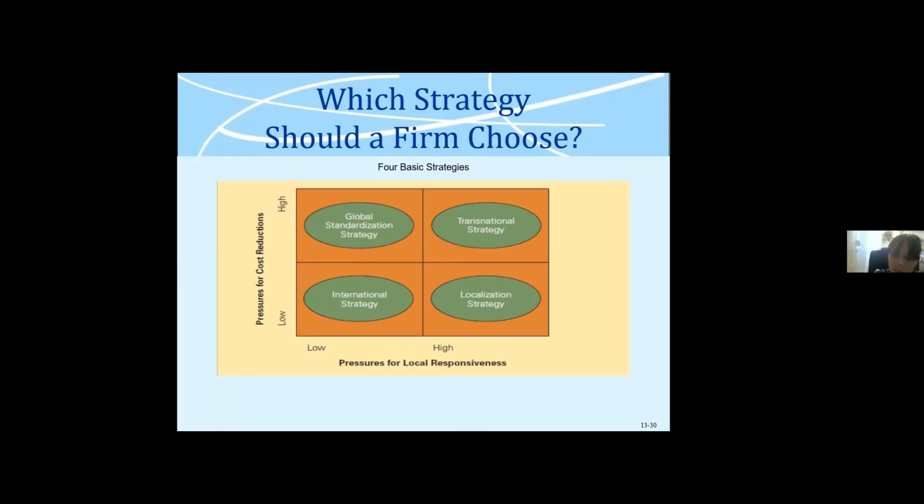So this strategy makes more sense when there are strong pressures for cost reduction and demands for local responsiveness are minimal. Increasingly, these conditions prevail in many industrial goods industries, whose products often serve universal needs, as we discussed initially. Okay, what is the other important strategy? Localization strategy.